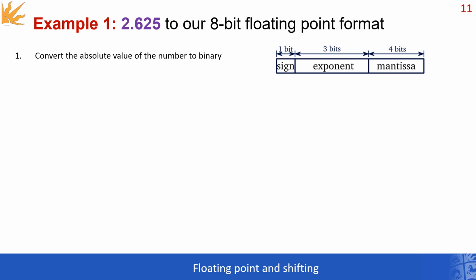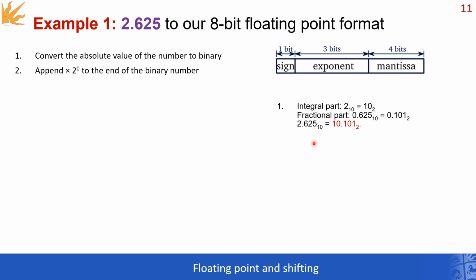So always the first step is to convert the absolute value of the number to binary. The particular number is easy. The integral part is straightforward, while for the fractional part you need to go through the process of continuous multiplications that we've shown to you during week 2. Now if you do that, the binary representation of 2.625 is 10.101.